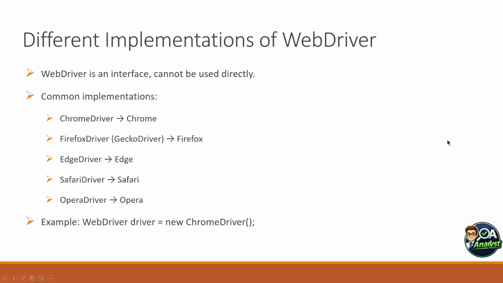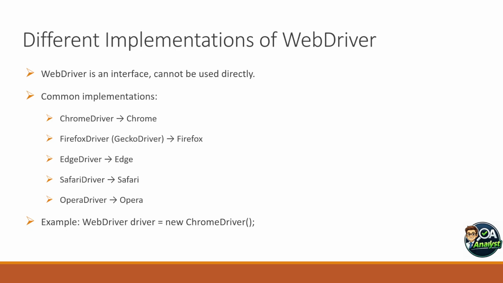So what are the different implementations for WebDriver? Since WebDriver is an interface, it cannot be used directly. We cannot create an object of an interface in Java. So we need its implementing classes to run automation. Some common ones are ChromeDriver for Chrome, FirefoxDriver or GeckoDriver for Firefox, EdgeDriver for Edge, SafariDriver for Safari, and OperaDriver for Opera.